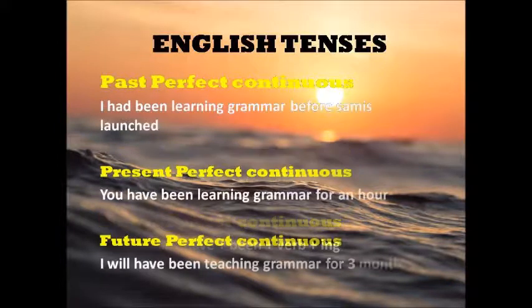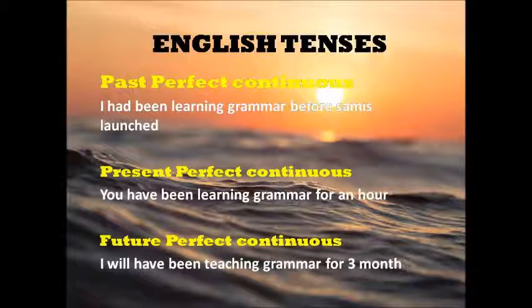Perfect continuous is just like past perfect, where there are two incidents happening in the past, but the first incident here continued for some time. Example, I had been learning grammar before Sam is launched. There are two incidents in the past. You were learning grammar in the past, and this channel Sam is launched also in the past. But you were continuing the past action of learning grammar quite some time before this channel, maybe from a book or something.